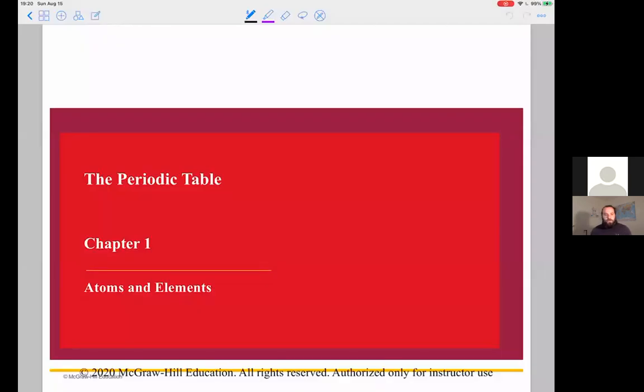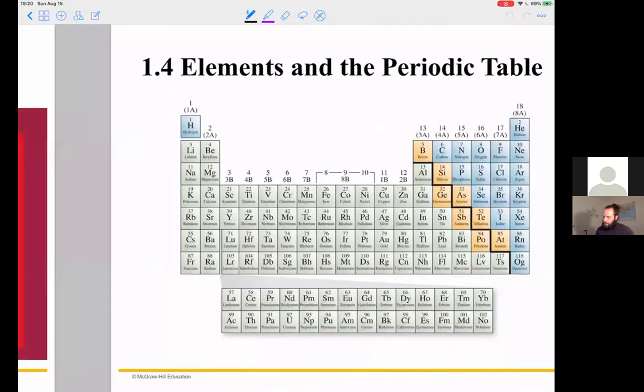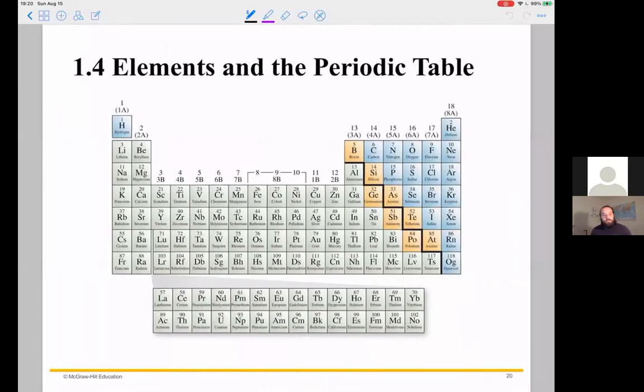All right, so now I'm going to introduce you guys to the periodic table. So let's just take a look at it here. This is a fairly intimidating looking thing here, the periodic table. But first of all, let's just take a step back. What the heck is the periodic table? A periodic table is an organization of all the different types of atoms on Earth, right?